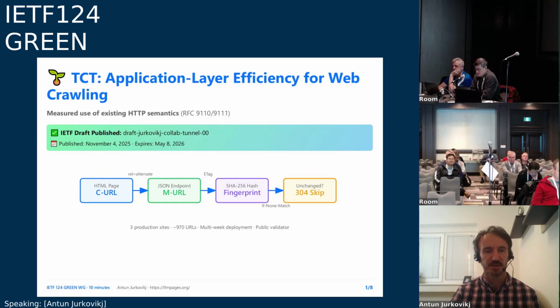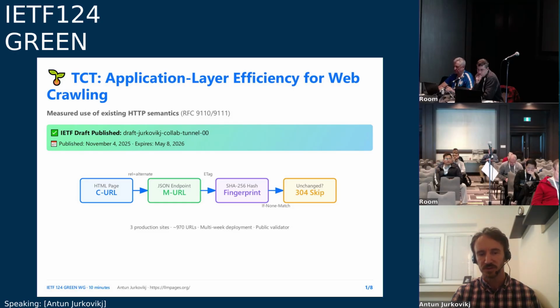TCT demonstrates how existing HTTP semantics achieve significant efficiency without new headers. The diagram shows the 4-step pattern: HTML links to JSON endpoints, exposing content fingerprints as ETags, enabling 304 Not Modified, and sitemap-based zero-fetch optimization. This is production data: 917 URLs across 3 websites over multiple weeks, all running WordPress with the TCT plugin.